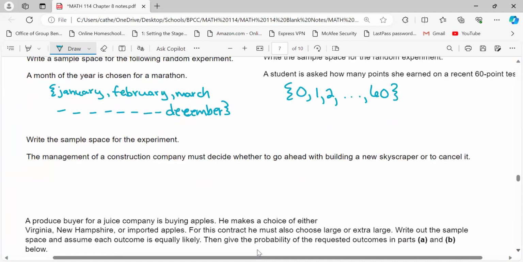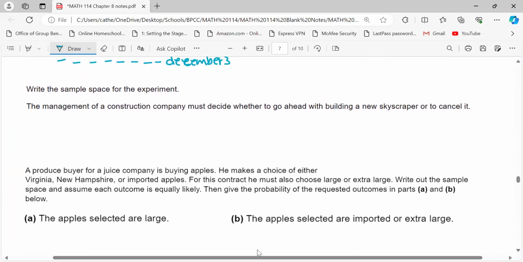The management of a construction company must decide whether to go ahead with building a new skyscraper or to cancel it. The 2 possible outcomes would be go ahead or cancel.